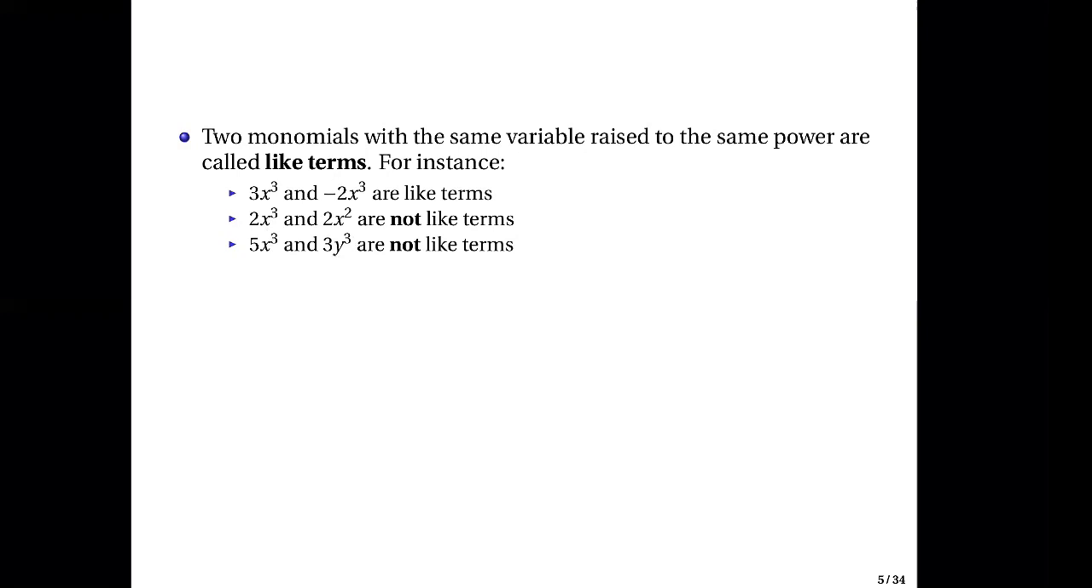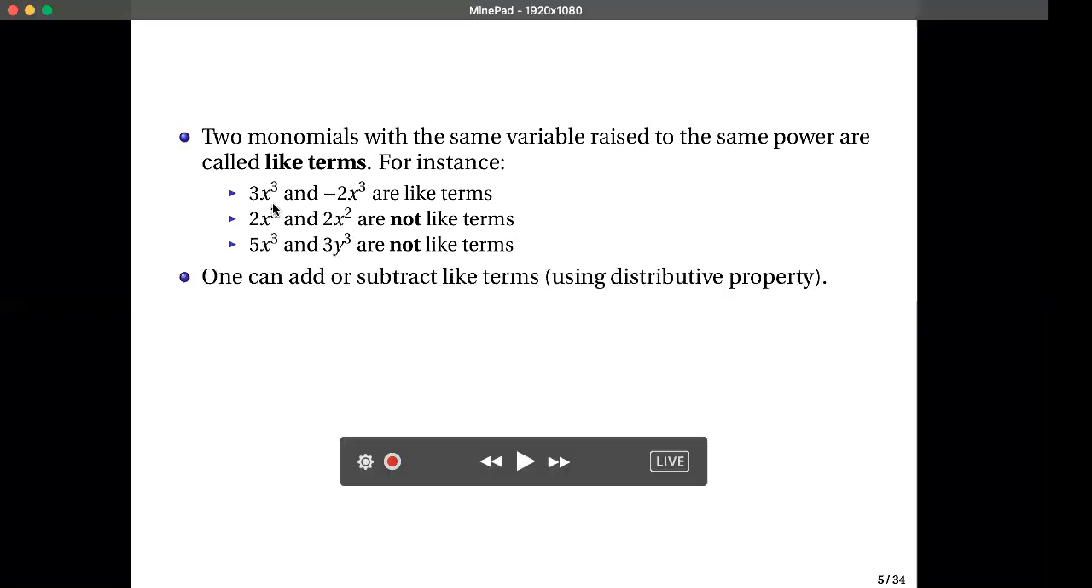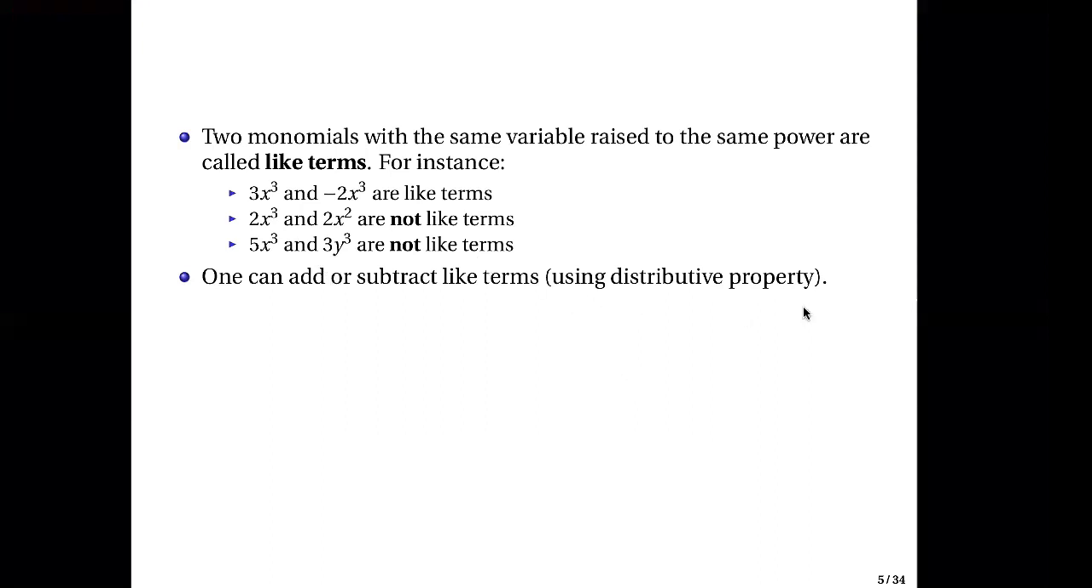Okay? So what is it to us if we consider like terms? If we have like terms, we can add or subtract them, and we will use the distributive property of real numbers. Okay, so we will use the distributive property of one number over the sum of two numbers, or the reverse of that. In order to see that, we have the following.